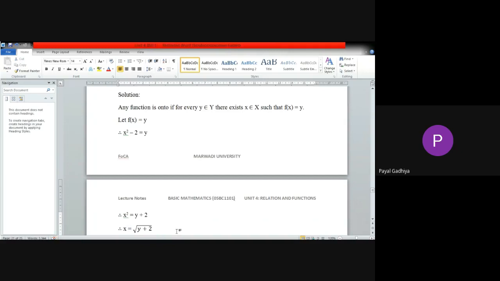Now I will put in any y and check whether x exists or not. Fine, because that is what I want to check: for every y, is there an x or not. So let me put y equals 1. Then what will be x? If y is 1, then x is under root 3. If I put y equals 0, then under root 2. If I put y equals minus 1, then under root 1, which is 1. Fine.